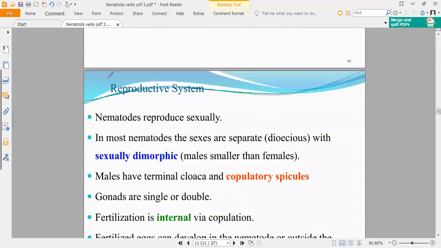The other thing is the reproductive system. Nematodes reproduce sexually because they are male and female, or they are not monoecious, they are dioecious, meaning in most nematodes the sexes are separate with sexual dimorphism, males smaller than females. What is the reason? Females store a number of eggs. For that reason, the size of females is greater than males. It is a biological difference.